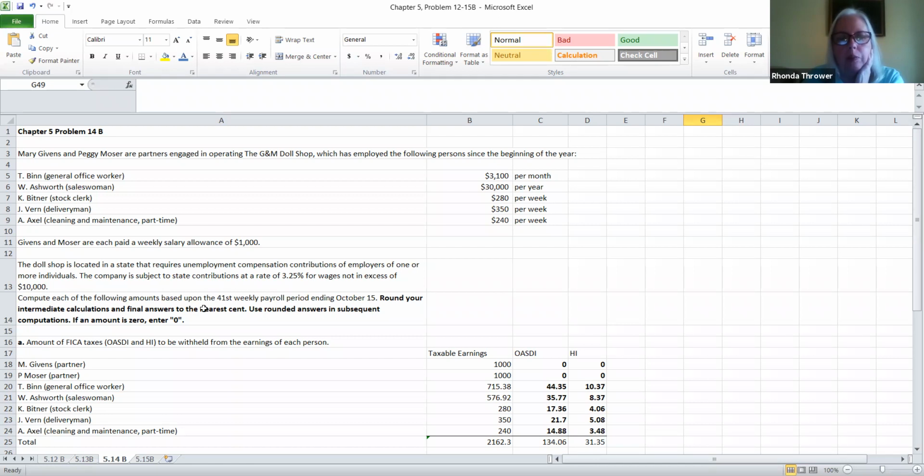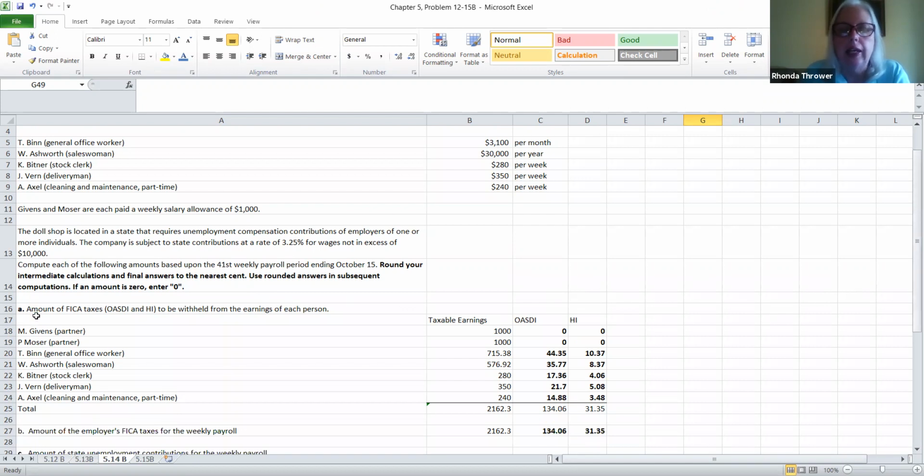Compute each of the following amounts based on the 41st weekly payroll period ending October 15th. Round your intermediate calculations and final answers to the nearest cent and use rounded answers in subsequent computations. And if an amount is zero, just enter zero. In A, they want the amount of FICA taxes. So we're going back to a previous chapter. Remember about Social Security and Medicare taxes. They're wanting you to figure that on the earnings of each person.